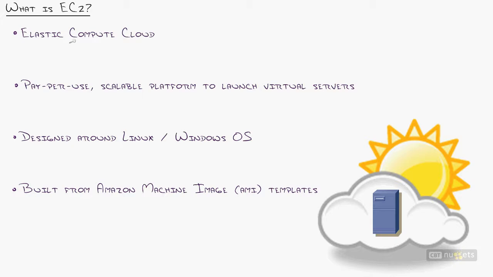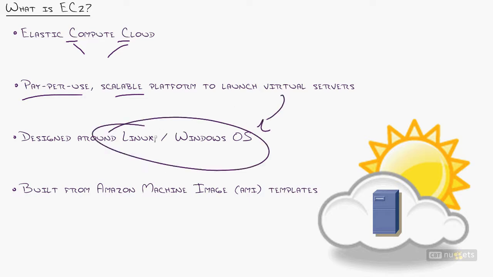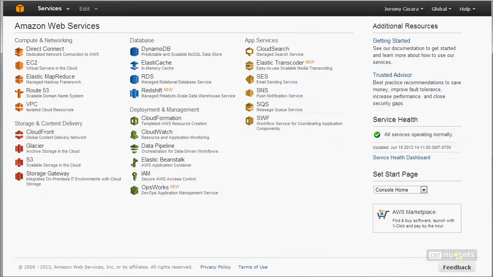What it stands for is Elastic Compute Cloud. I know, two C's, C2, get it? Pretty witty. It is a pay-per-use scalable platform to launch virtual servers, and I'll say based off of the Linux and Windows operating systems. So let me jump over there and show you what I'm talking about.